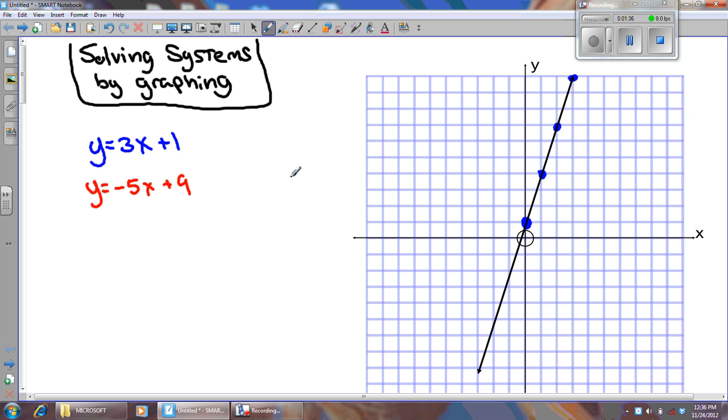All right, here's the second equation. The y-intercept looks like it's 9. Slope is negative 5. 1, 2, 3, 4, 5, and run 1. And then 1, 2, 3, 4, 5, and run 1.